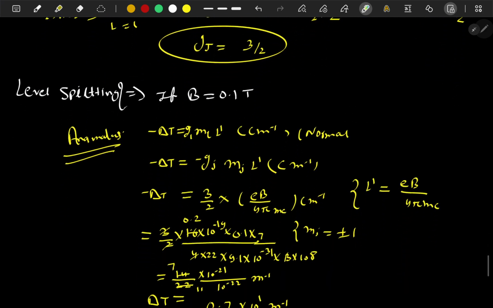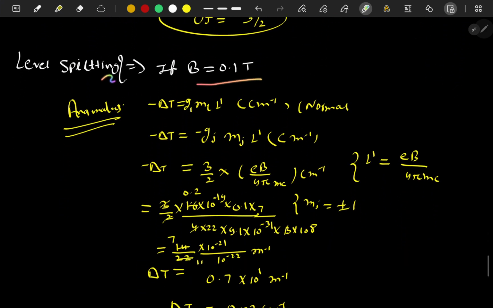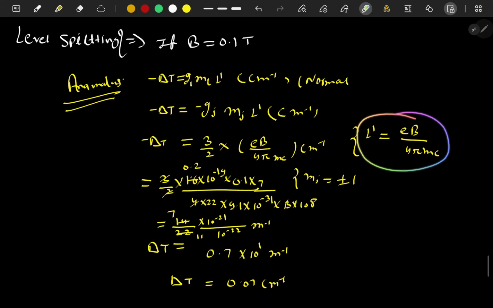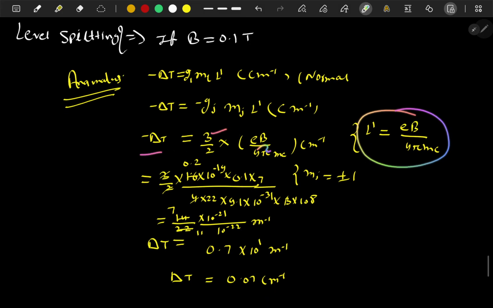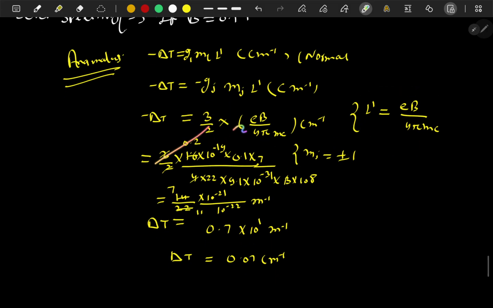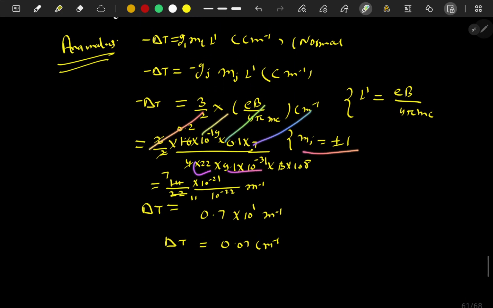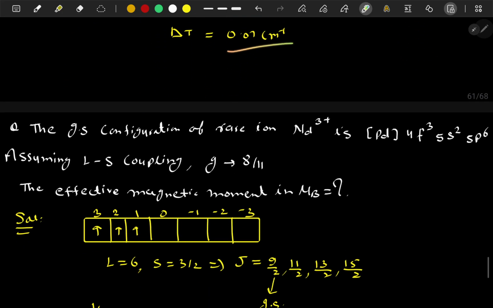Now we have to calculate the level splitting. In the same question, if a magnetic field is given to us, we have to calculate the splitting. So we have delta T equal to minus gJ mJ L', where L' is in centimeter inverse, and L' is eB by 4 pi mc. So delta T equals 3 by 2 times eB upon 4 pi mc in centimeter inverse. Just put the values and you get the answer, 0.07 centimeter inverse.